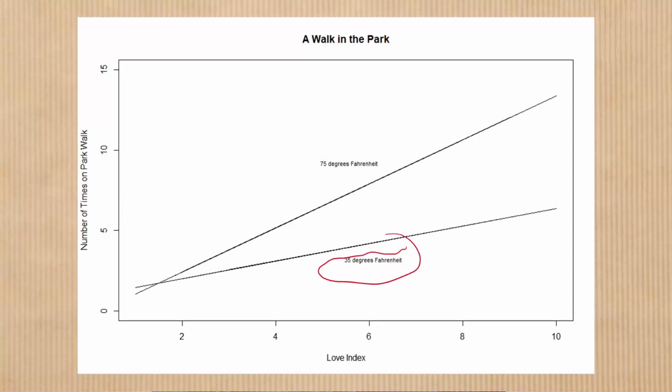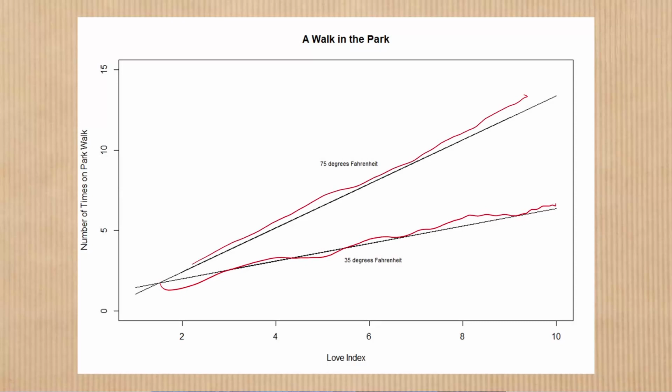When it's 35 degrees Fahrenheit, the line doesn't actually become horizontal. It's not like the couples all stay home, but they're more likely to not be much change down here when the love index is 2 or 3 or 4. On the other hand, if the love index is 10, those couples are still going out and taking walks together hand in hand in the park. So the steepness of the line with 35 degrees Fahrenheit is not as steep as it was with 75 degrees.